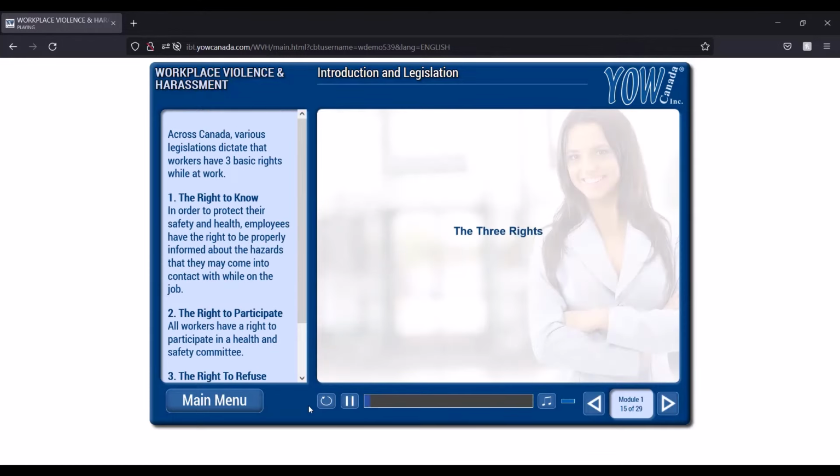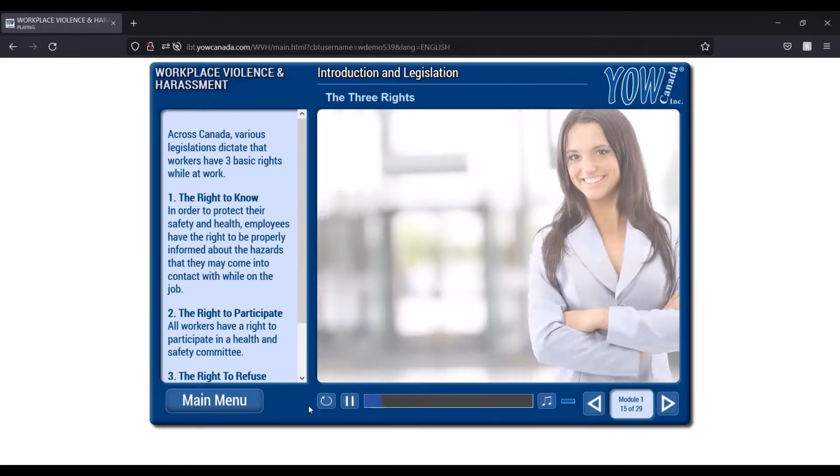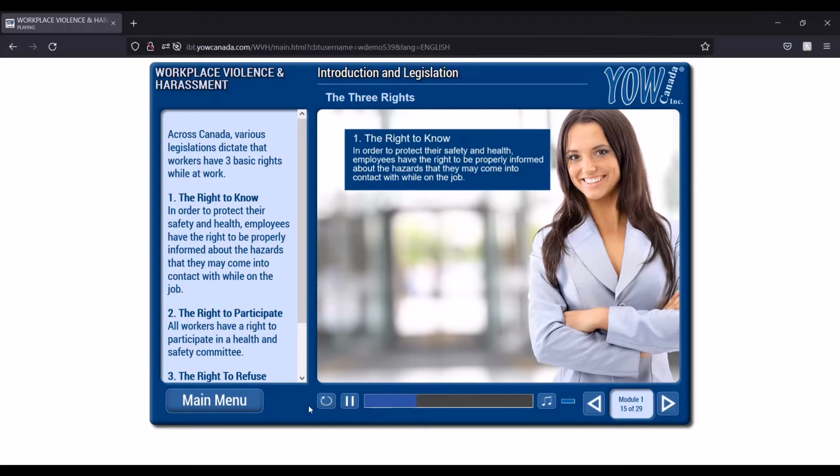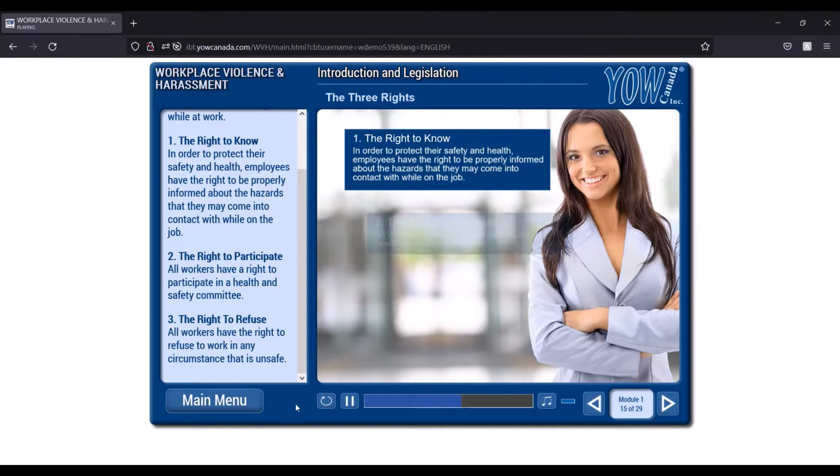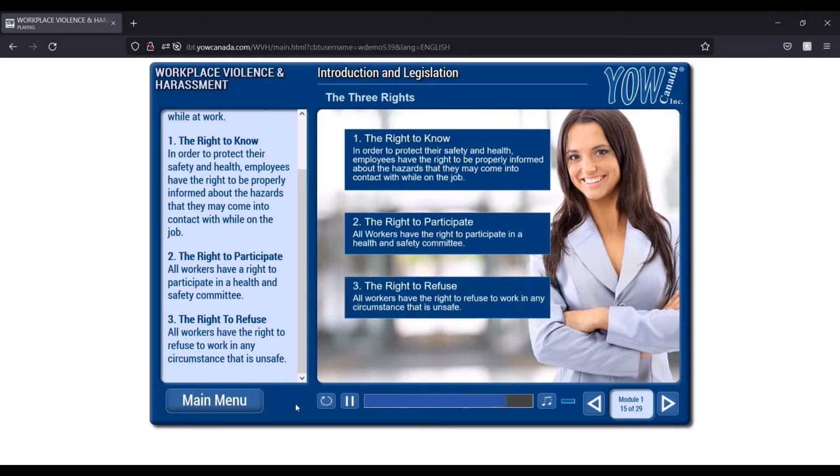The 3 rights. Across Canada, various legislations dictate that workers have 3 basic rights while at work. 1. The right to know. In order to protect their safety and health, employees have the right to be properly informed about the hazards that they may come into contact with while on the job. 2. The right to participate. All workers have a right to participate in a health and safety committee. 3. The right to refuse. All workers have the right to refuse to work in any circumstance that is unsafe.